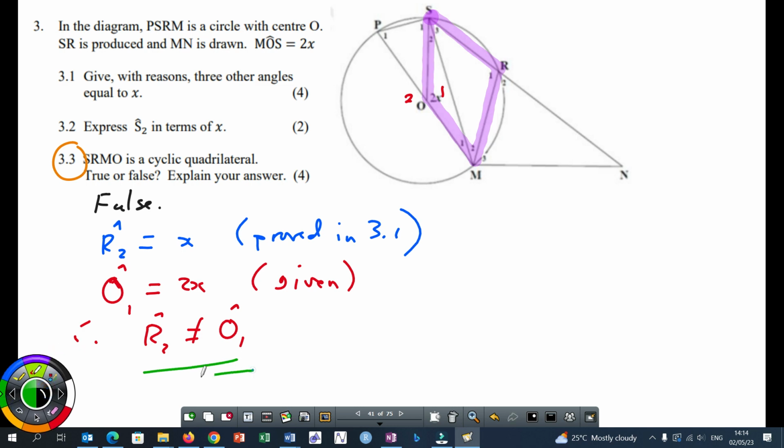Okay, so I'm going to stop here so that I can get my 4 marks. Okay? Yes. I wrote false. Why is it false? Because R2 is x, I proved it. O1 is equal to 2x, it was given. Therefore, these two are not equal. Because they are not equal, it therefore means that you can write here SRM is not a cyclic quad.